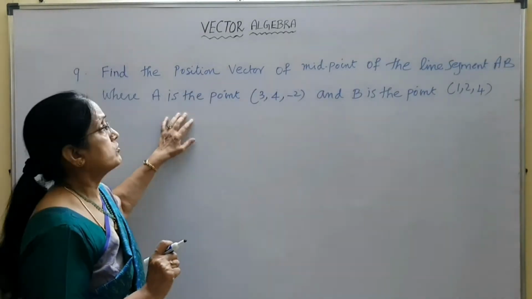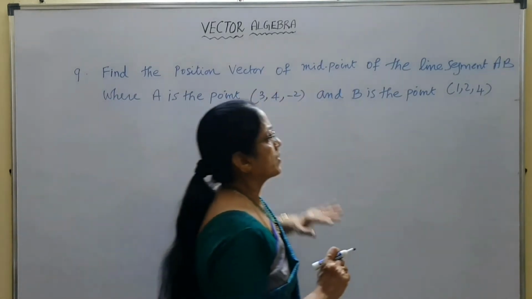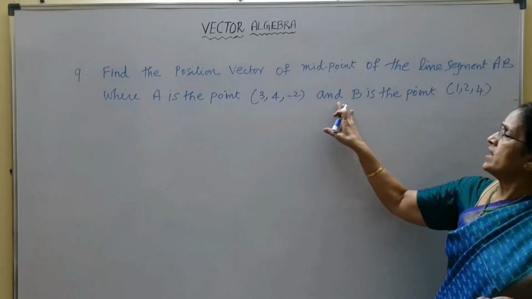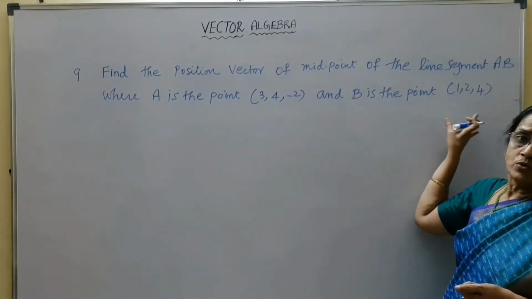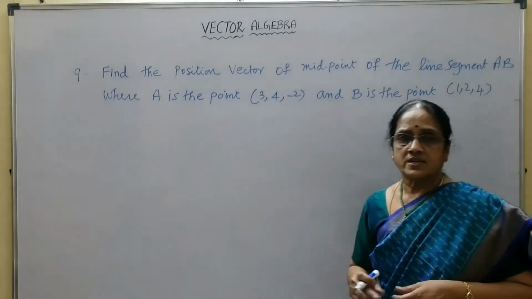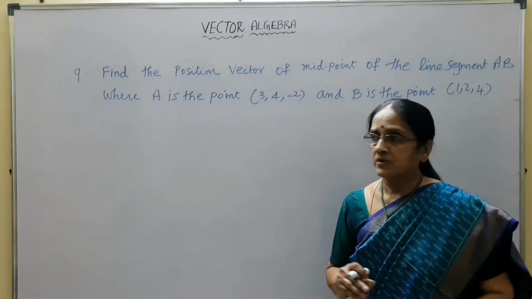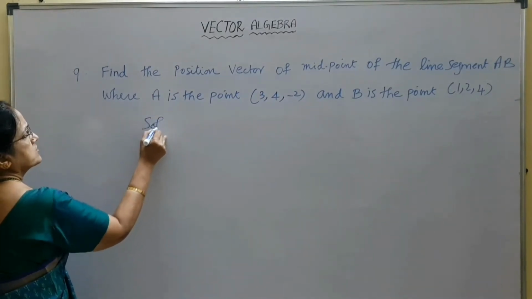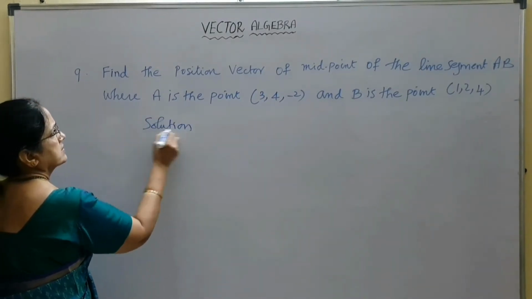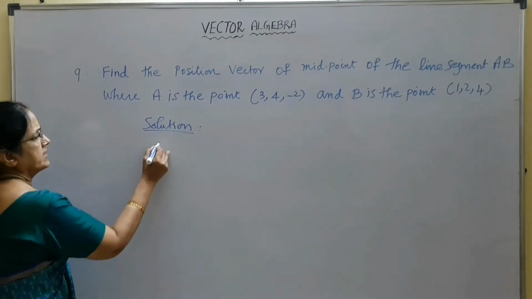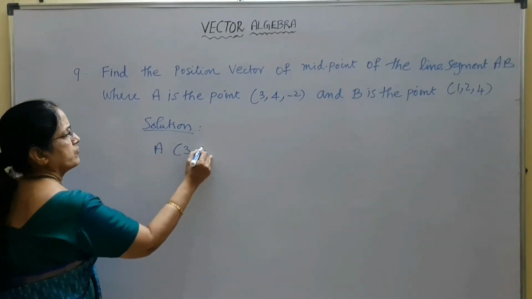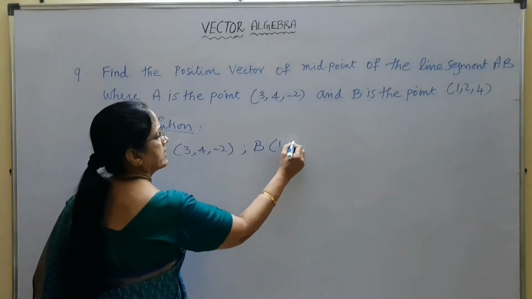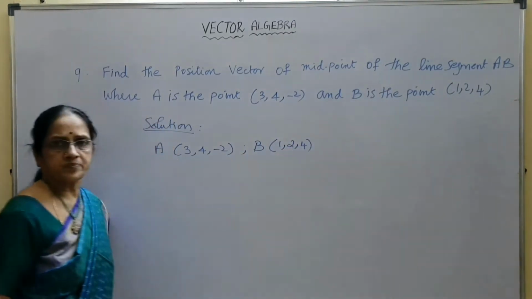Here you need to find out the position vector of the midpoint of the line segment AB, where A is the point (3, 4, -2) and B is the point (1, 2, 4). This question was asked in the 2010 Delhi paper. Let's do this. It is similar to the previous question. Solution. You have been given the point A as (3, 4, -2) and B as (1, 2, 4).